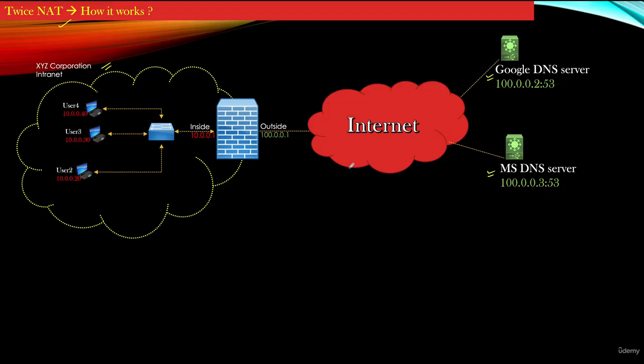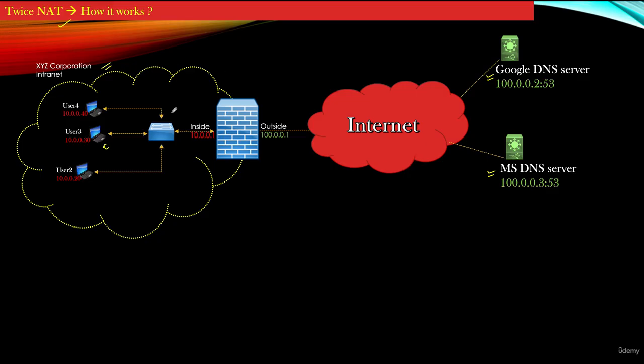But some users within the XYZ Corporation could be notorious and they can configure their own machine to contact the Google DNS server instead of the Microsoft DNS server. So how can XYZ Corporation solve this problem?